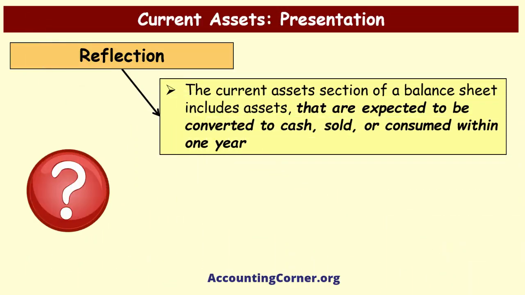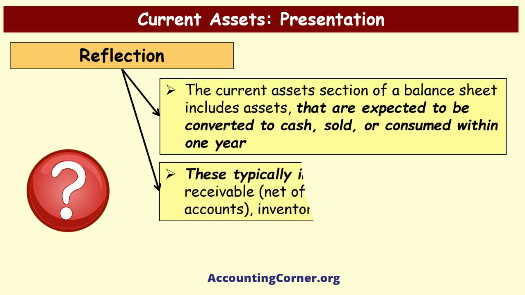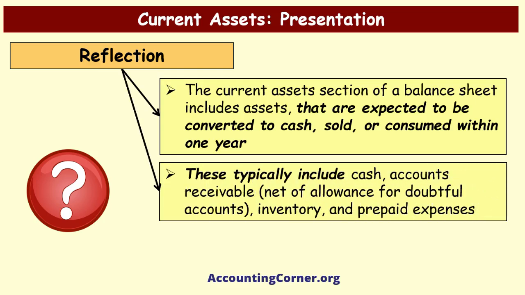Let's start from the reflection of theoretical knowledge. The current assets section of a balance sheet includes assets that are expected to be converted to cash, sold, or consumed within 1 year. These typically include cash, accounts receivable, net of allowance for doubtful accounts, inventory, and prepaid expenses.